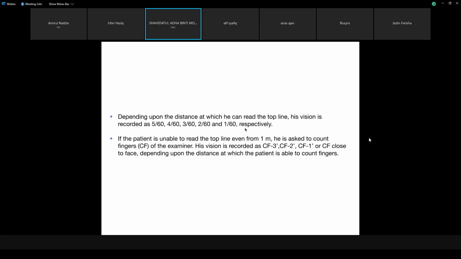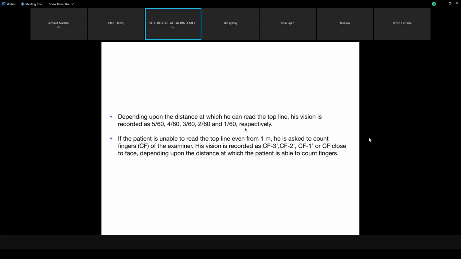Okay, so let's say at 1/60, at 1 meter, the subject still cannot see, then we will ask the patient to count the fingers of the examiner. Alright, so it will be recorded as counting finger at 3 feet. At 3 feet means 1 meter lah. Okay, or counting finger at 2 feet means you bring forward your finger at about 2 feet and then 1 feet. If at 1 feet tak nampak, sometimes kita akan bring lagi dekat betul-betul depan mata dia. Boleh nampak tak? Kalau nampak kita letak as counting finger close. But usually kalau dah tak nampak, kita akan terus proceed to hand movement.